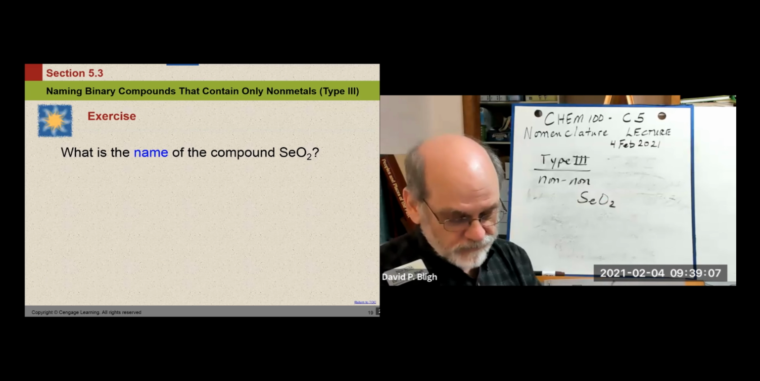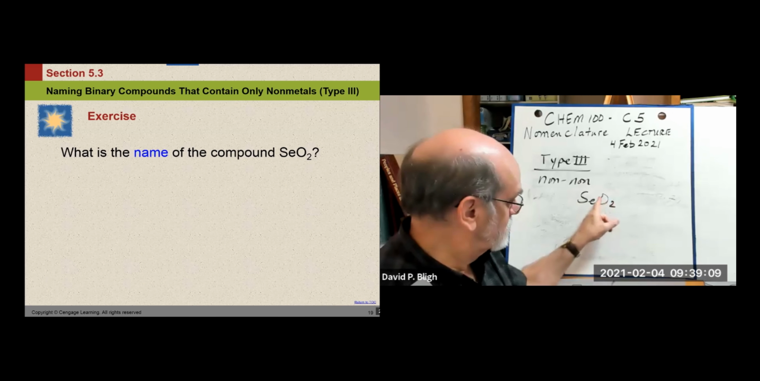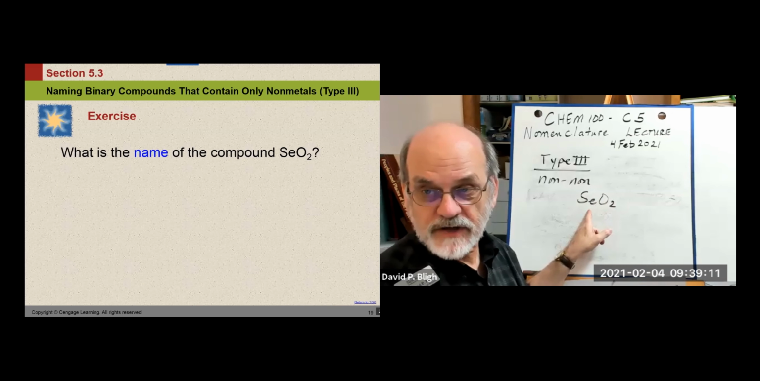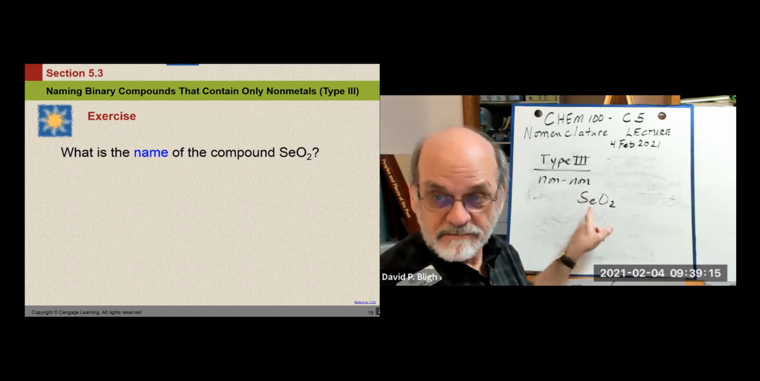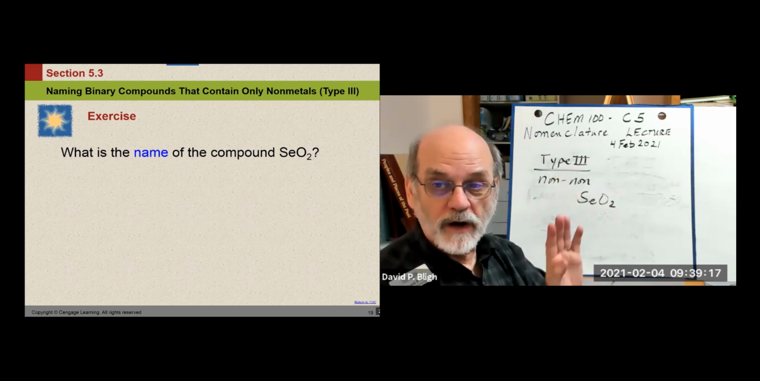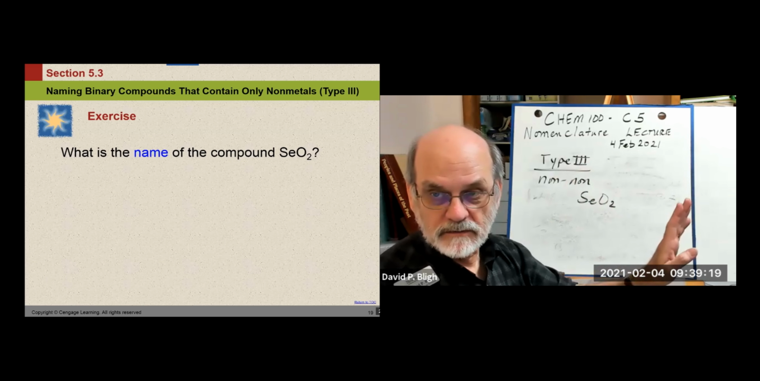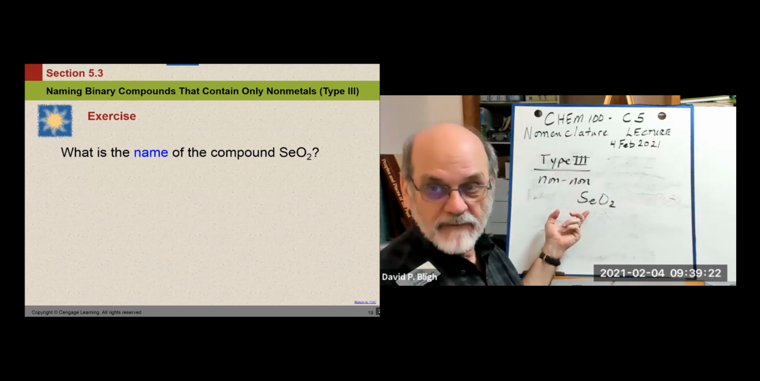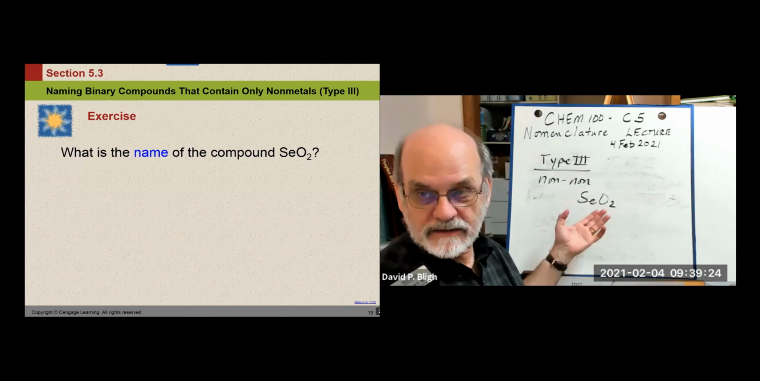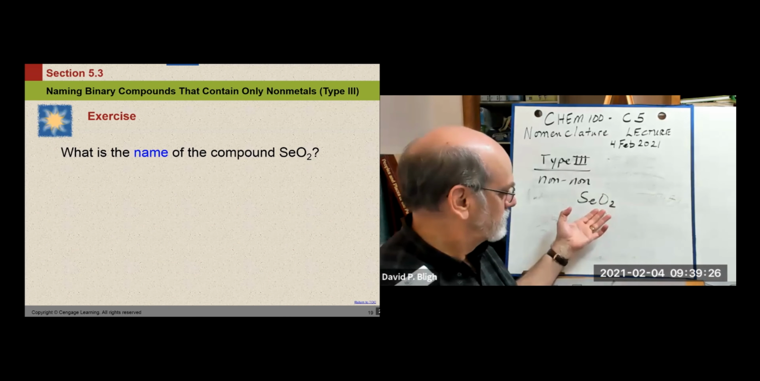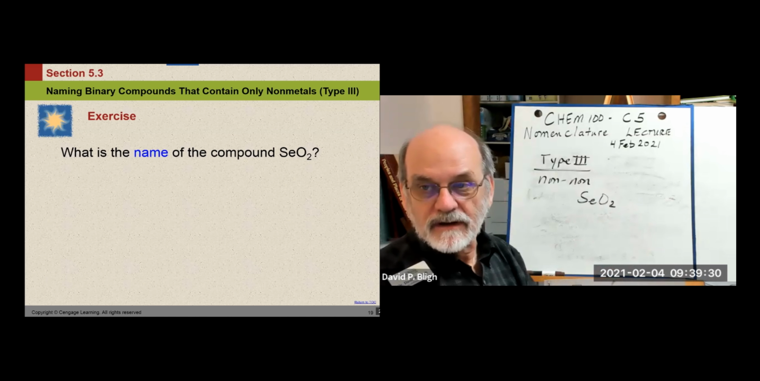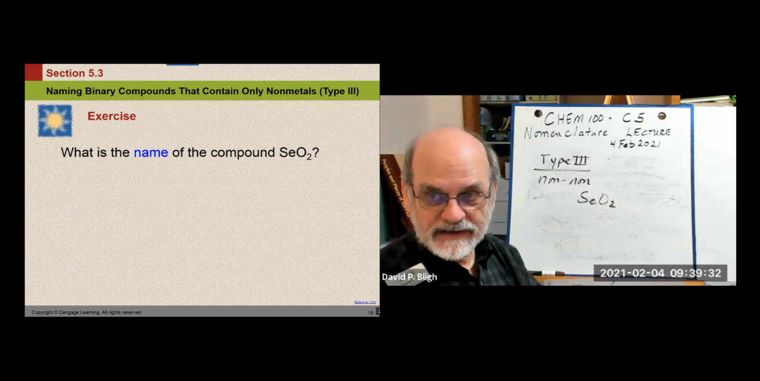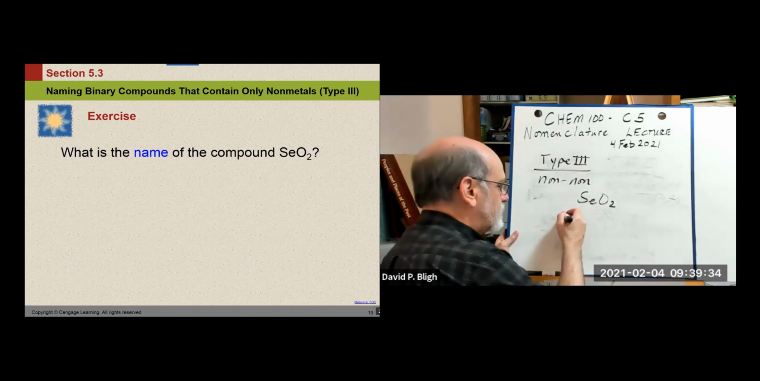What you need to do is look at that first one and ask yourself a question. Is it a metal? If it's a metal, then you have to choose between type 1 or type 2. If it's a non-metal, then it's automatically type 3. Okay? So it's selenium. Since it's type 3, selenium dioxide.